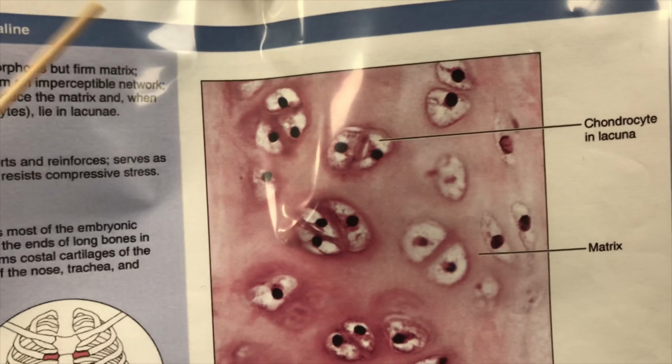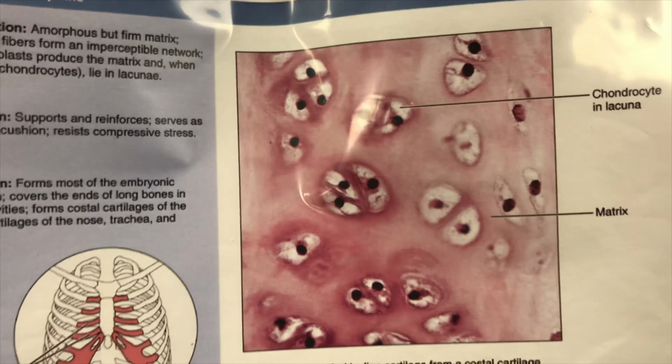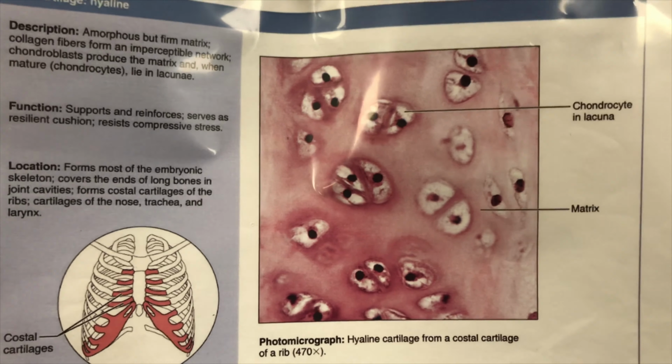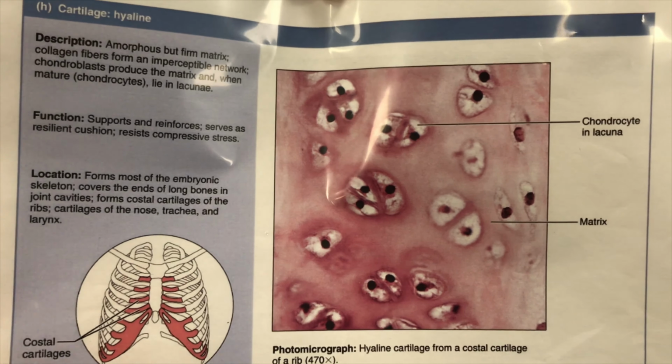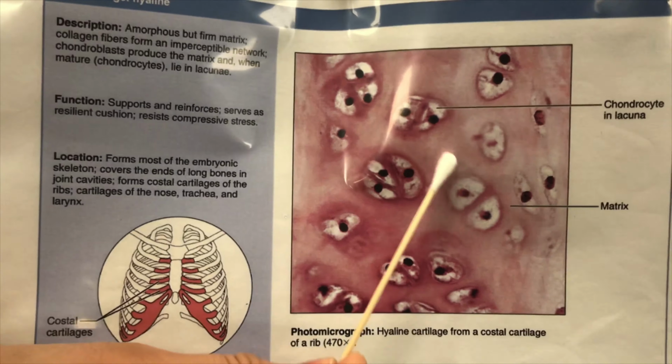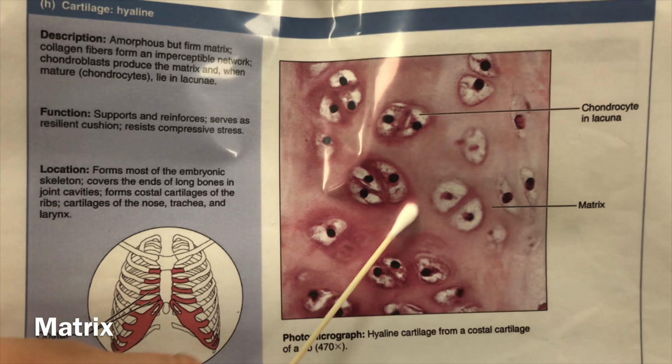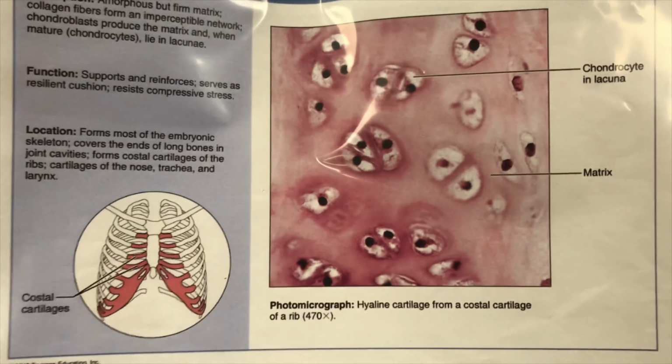All connective tissue has a matrix, which is everything outside the cells essentially. So here, all of this out here would be the matrix of your hyaline cartilage. And that covers the tissue.